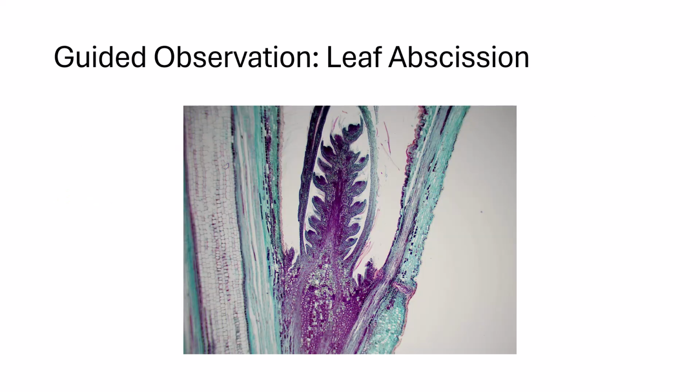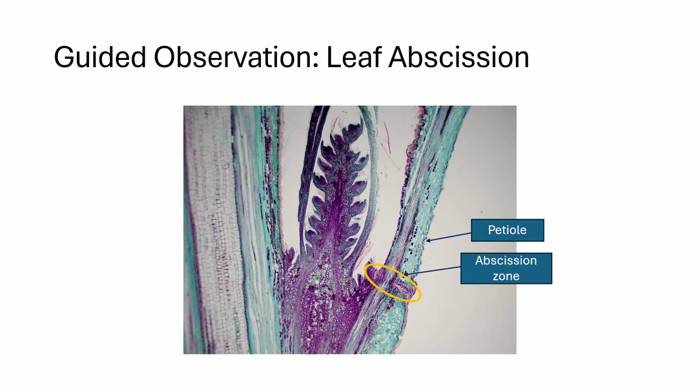You're observing a longitudinal section through the abscission zone of poplar under low power. Start by finding the petiole, which is the stalk of the leaf. This gives you your orientation. Next, look where the petiole meets the stem. That region is where you'll find the abscission zone.